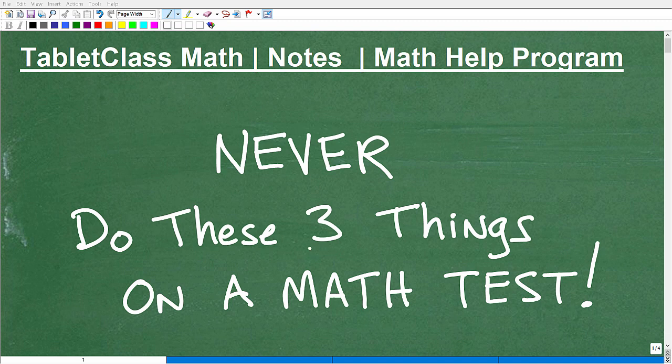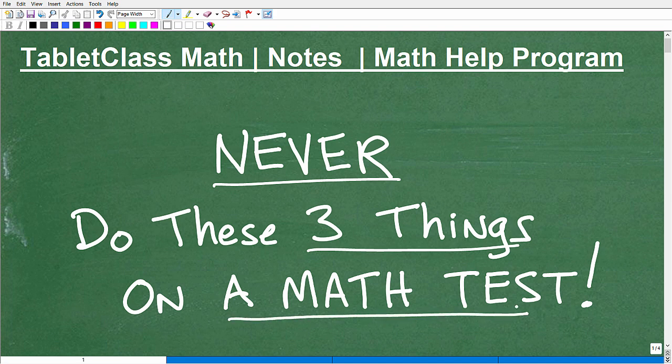Okay, let's talk about three things that you never want to do on a math test. And these three things aren't so obvious. I think a lot of students don't realize they're actually doing something that they shouldn't be doing, and it certainly can mean a major difference in their grades.